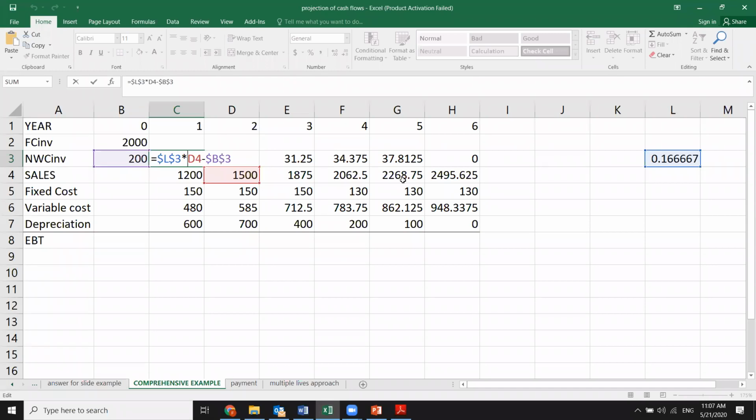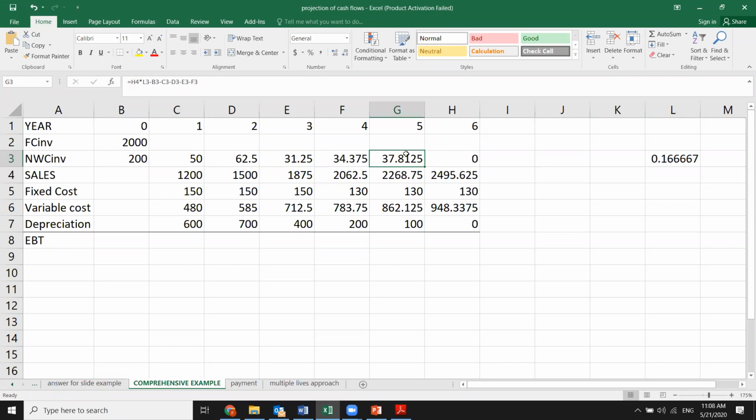And then you proceed to the second year. But in the second year, we subtract not only this 200, we subtract this 50 as well, and we are multiplying with the next year sales. And we proceed with the third year, subtracting 250, 62, and multiplying with next year sales. And with the 4th and 5th, it goes respectively in the same way. And then we come up with the sales.